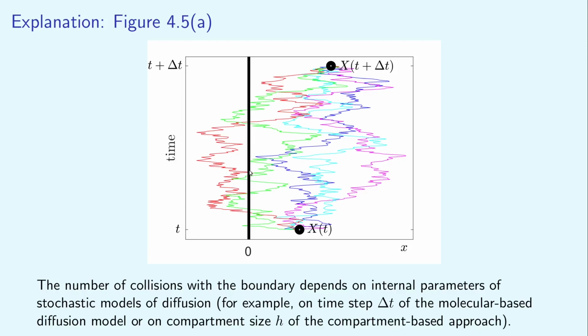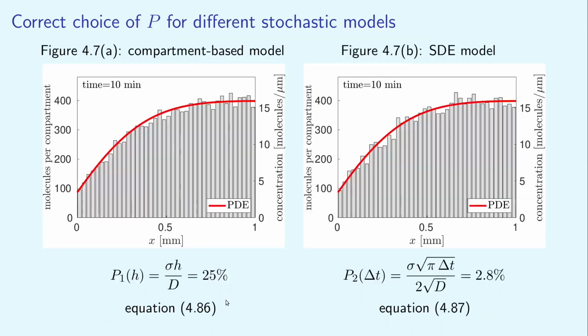In particular, the number of collisions with the boundary depends on internal parameters of stochastic models of diffusion. For example, on time step delta t of the molecule-based diffusion model, or on compartment size h of the compartment-based approach. And this is indeed the case.